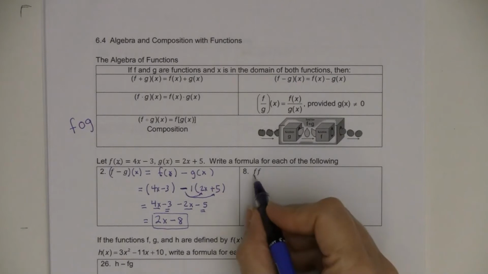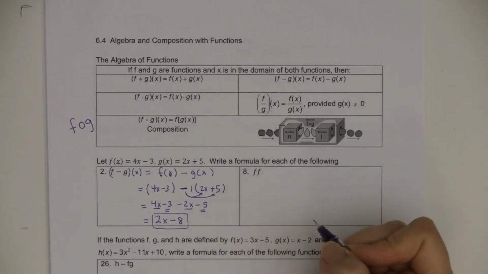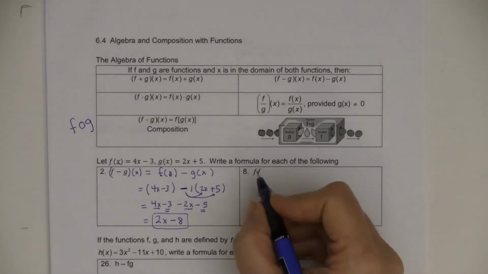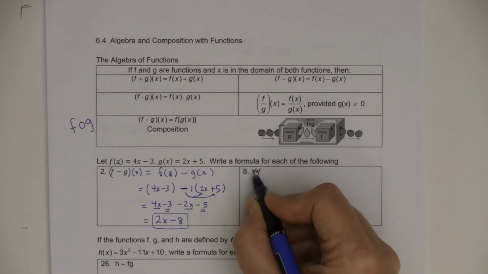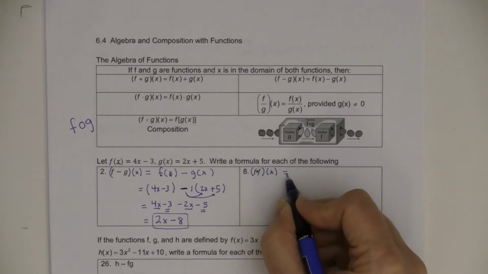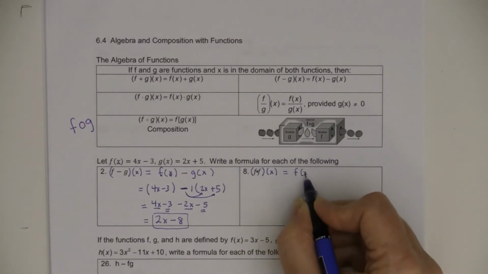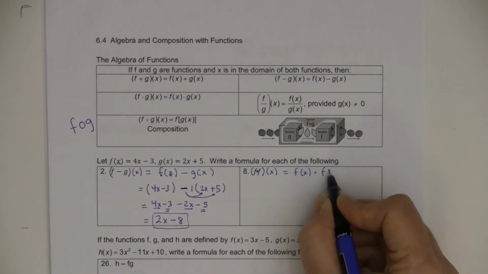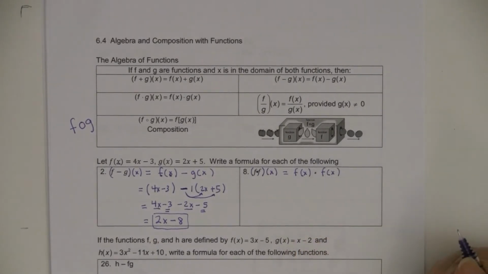So this is f times f. Notice there's not even a dot in there to show multiplication. So whenever there's an operation without showing it, it's multiply. And this is, again, shortcut notation at x. So this is f at x times f at x is what it's equal to.